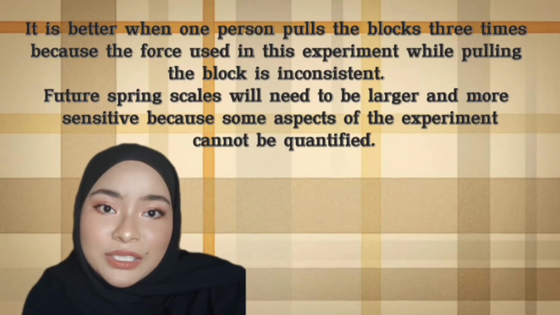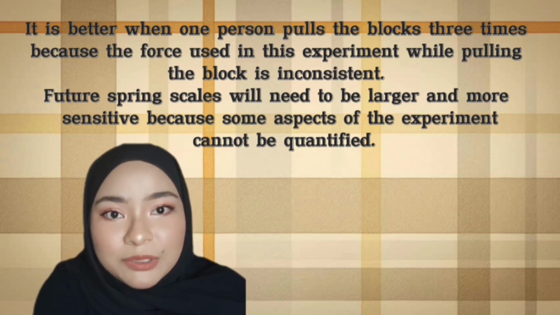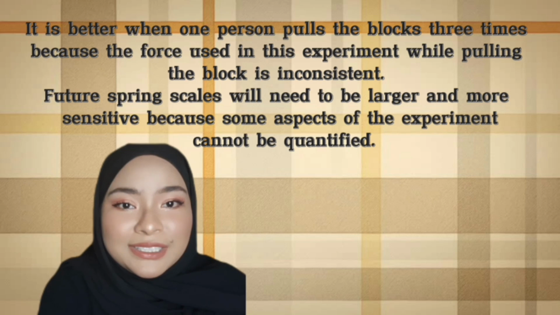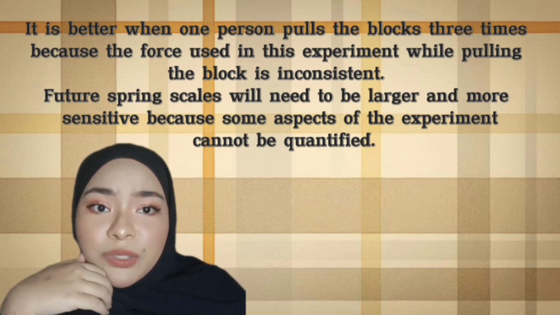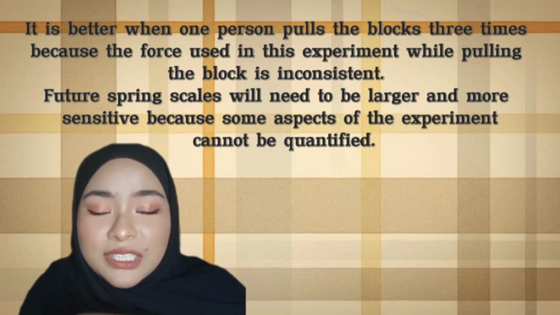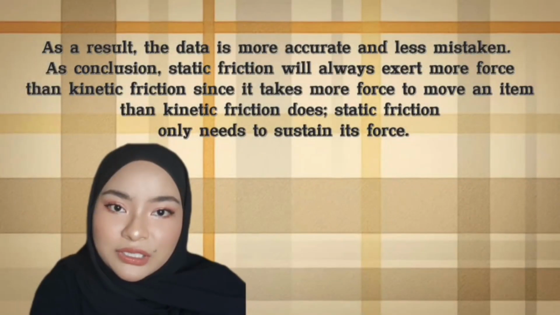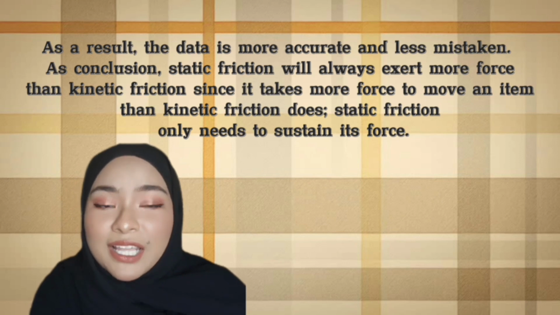It is better when one person pulls the block 3 times because the force used in this experiment while pulling the block is inconsistent. The future spring scale will need to be larger and more sensitive because some aspects of the experiment cannot be quantified. As a result, the data is more accurate and less erroneous.